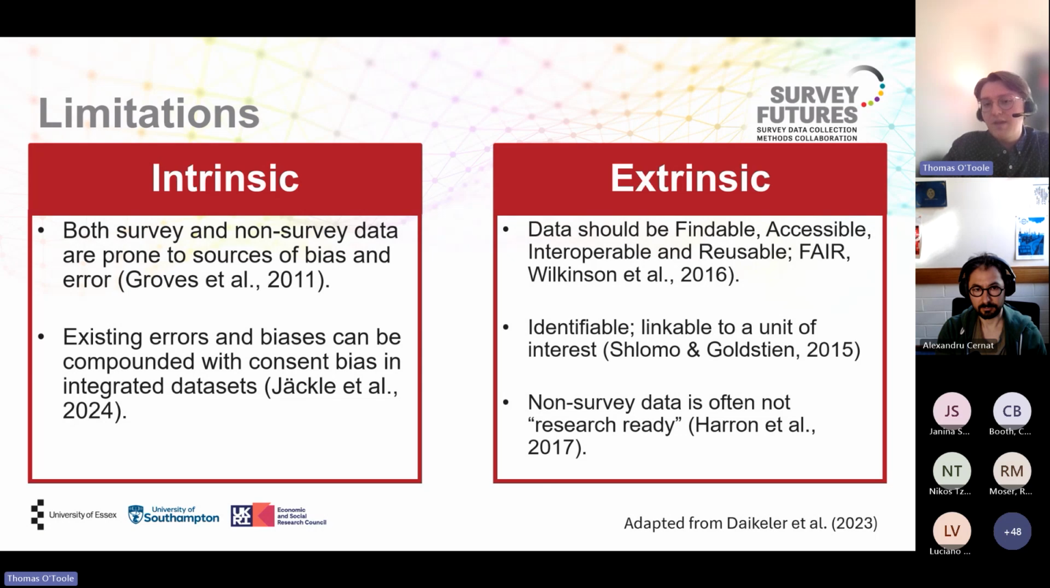And by extrinsic, we mean fitness for use, as linked data sets are often not easy to find, access, or work with in these secure, restricted research environments. And a lot of linked data sets are also not deposited anywhere but destroyed after use. A lot of non-survey data is not designed for research purposes. For example, admin data can contain inconsistencies and ambiguous variables. And so working with linked data in general makes for a steeper learning curve than working with survey data alone.